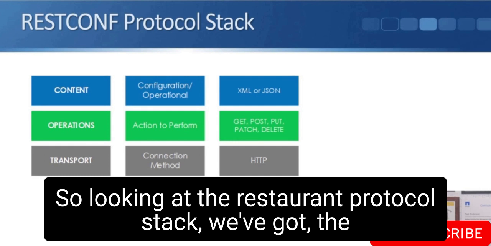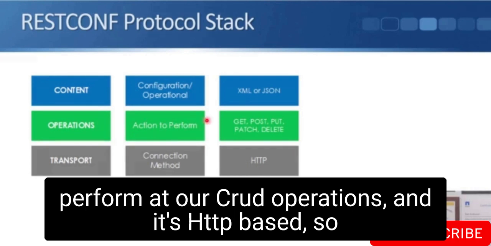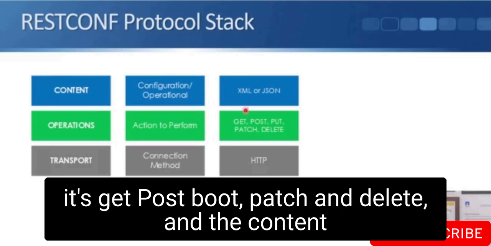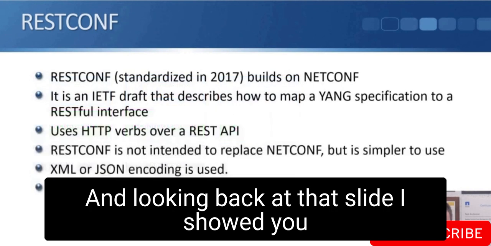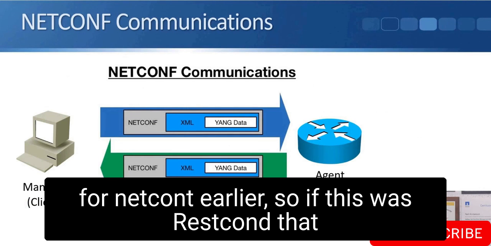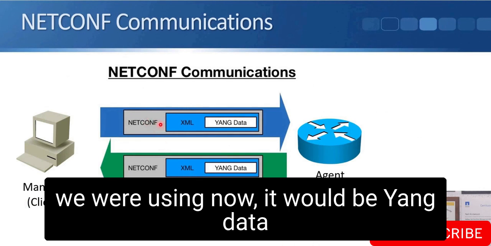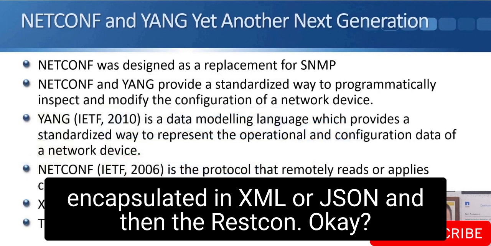So looking at the RESTCONF protocol stack, the transport is HTTP or HTTPS. We've got our actions to perform. That's our CRUD operations. And it's HTTP based. So it's get, post, put, patch, and delete. And the content is going to be XML or JSON. And looking back at that slide I showed you for NetConf earlier, if this was RESTCONF that we were using now, it would be Yang data encapsulated in XML or JSON, and then the RESTCONF.